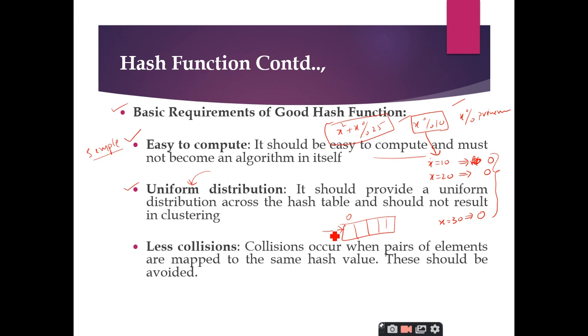But the point we have to concentrate on here is that the hash values which you are generating should be distributed across the hash table and should not result in clustering. We will see what clustering is in a short while, don't worry, right? So whatever keys are generated, they should be unique and they should be distributed throughout the table. That is what is expected from the hash function. And the last one is fewer collisions, right? So what is a collision? I have described.